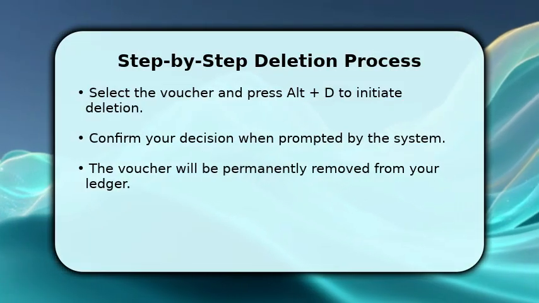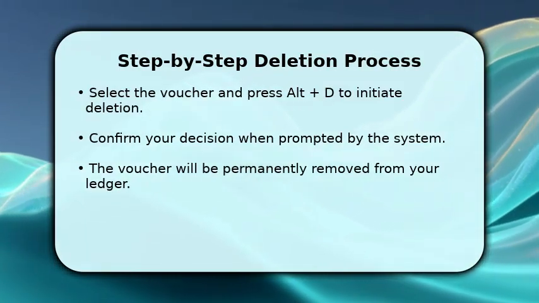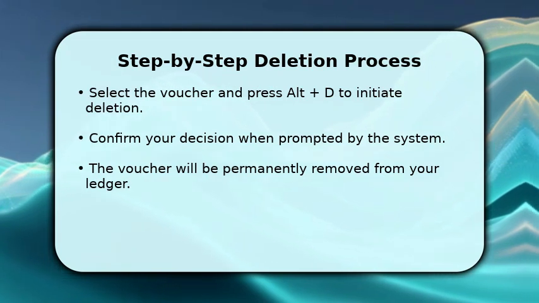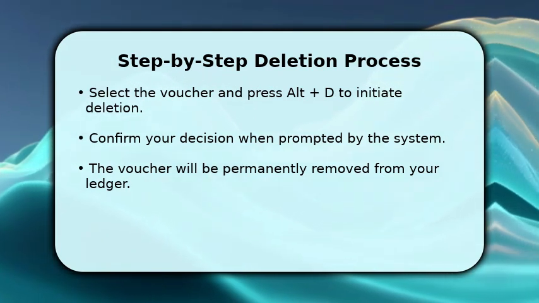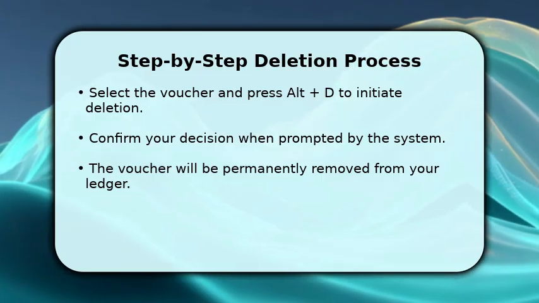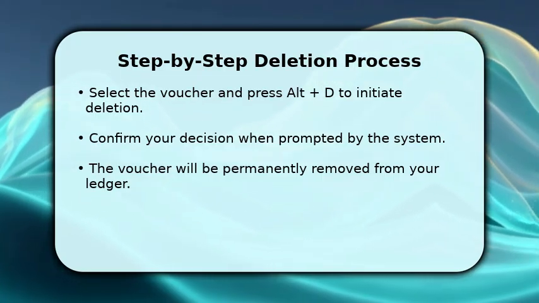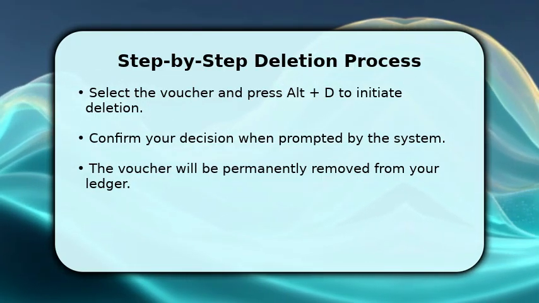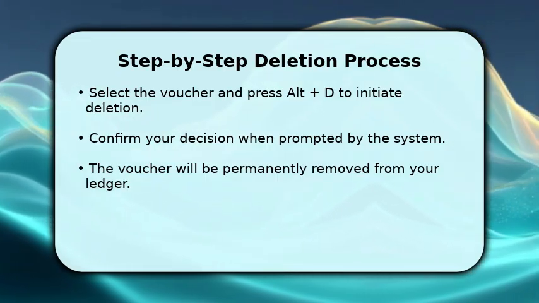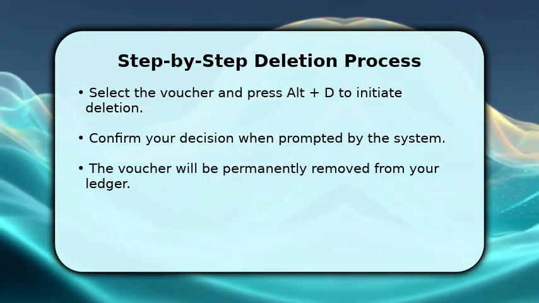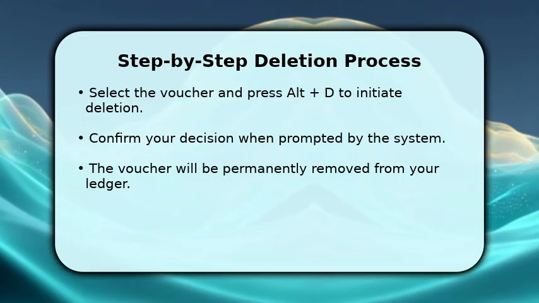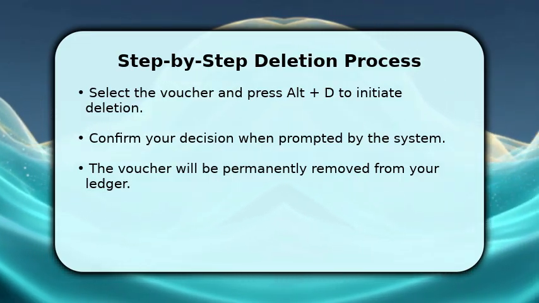Once you've found the voucher you need to delete, highlight it and press the Alt+D keys simultaneously. Tally Prime will then ask for confirmation. It's important to be absolutely sure at this point, as deletion is permanent. Confirm your choice, and the voucher will be removed from your company's books. This process is quick but irreversible.